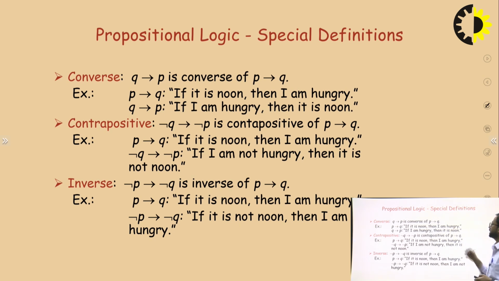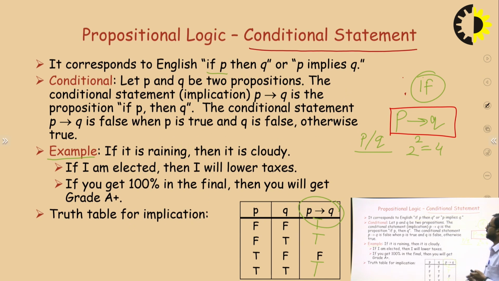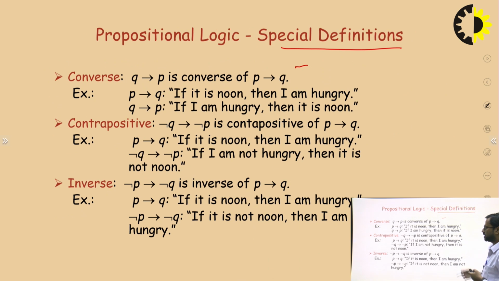Propositional logic special definitions. Q tends to P is the converse of P tends to Q. For P tends to Q, for example, if it is known, then I am hungry. There are some points we discussed, with the example and definition with the predicate formulas in the previous slides of the conditional statement P tends to Q. These are some examples.